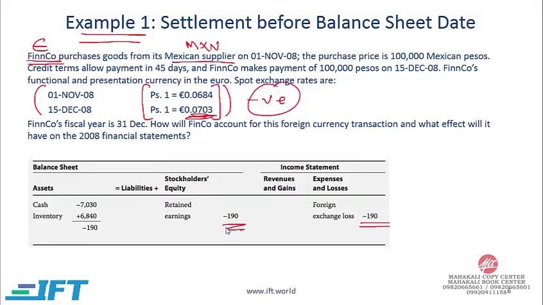This is a realized loss. The balance sheet date is 31st December. The loss is realized on 15th December when the payment is made. So we see the loss in the income statement over here, and we also see the impact in shareholder equity.